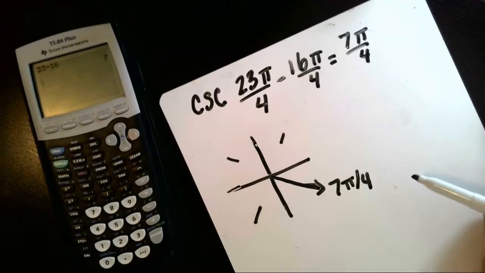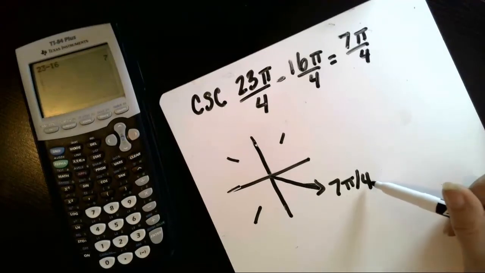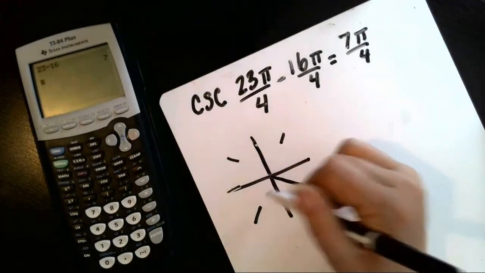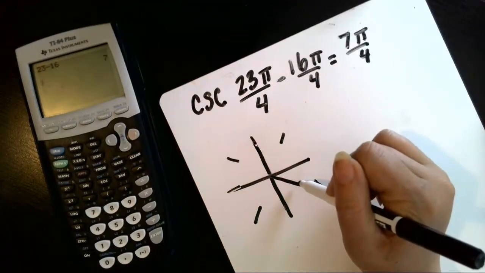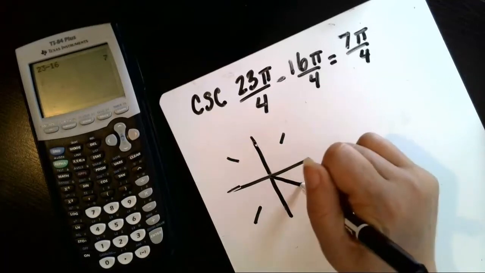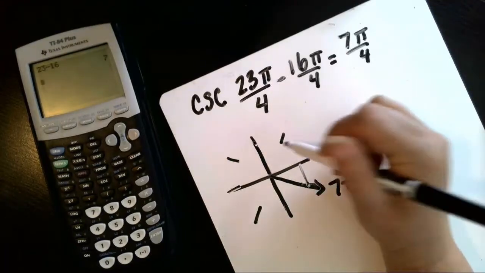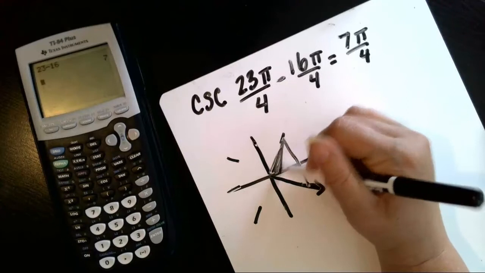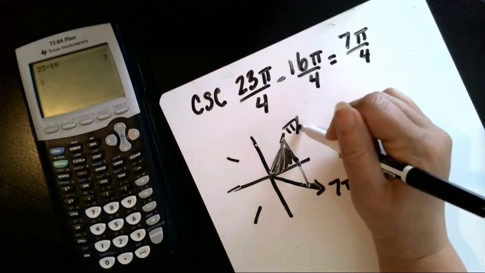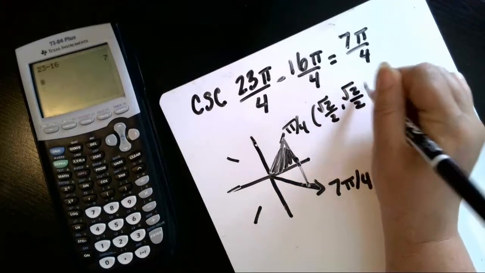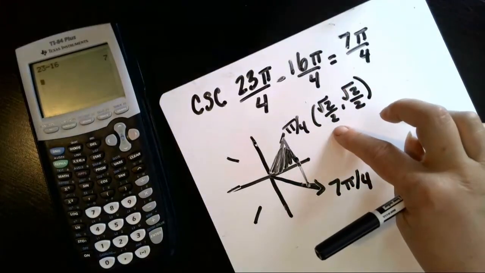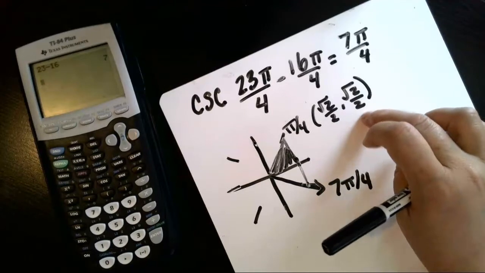So since we're in quadrant 4, let's see, all students take calculus. Cosecant is going to be negative in quadrant 4. So our reference angle is pi over 4. And that coordinate is root 2 over 2, root 2 over 2. Remember, the cosine is the x and the sine is the y.